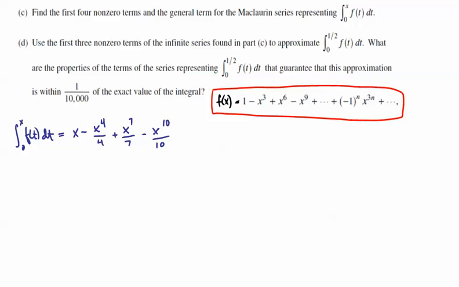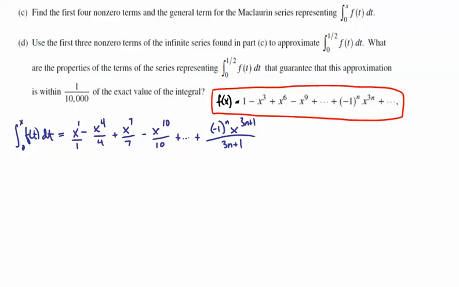And we were looking for the first four non-zero terms and then plus the general term. All we need to do for the general term of the integral is to take the integral of the general term of the original function. So we would have negative 1 to the n. That was a constant that stays as was. Then we're going to increase the exponent of x to 3n plus 1 and divide by the new exponent 3n plus 1.